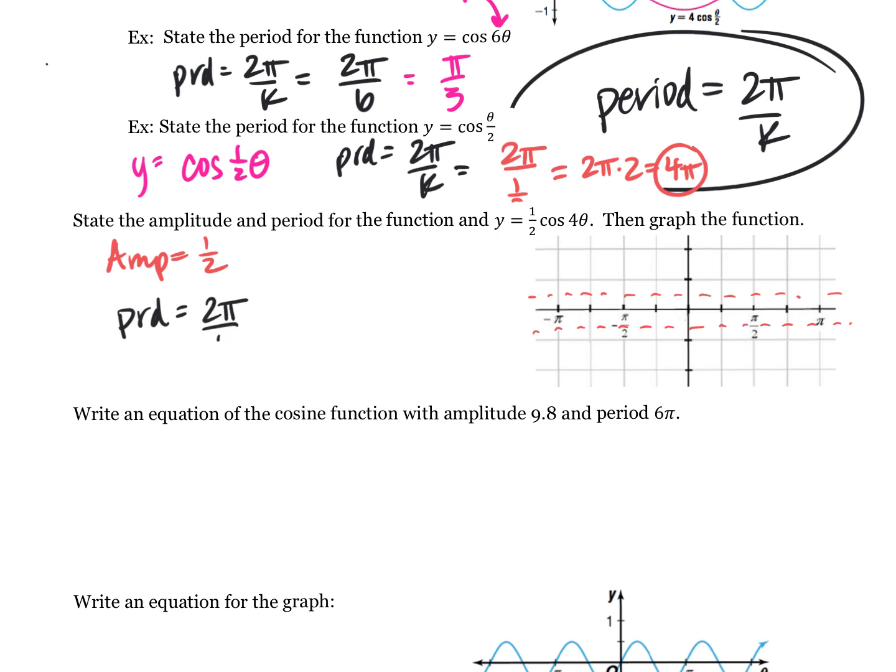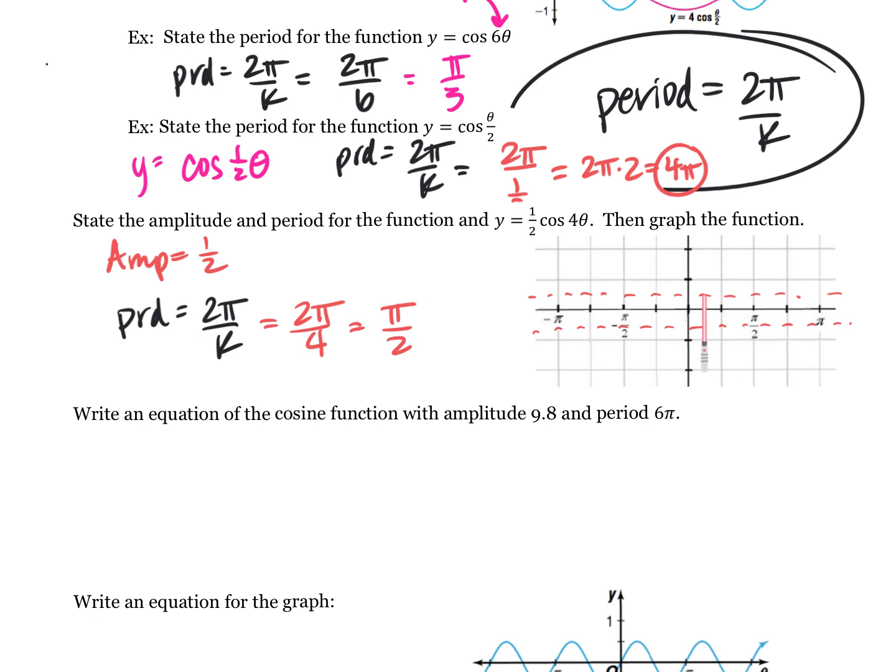It's always 2 pi over k. What's my k in this case? 4. So now it's 2 pi over 4. What's that simplify to be? Pi over 2. Whoa, we've got to draw this cosine graph and get the whole cosine graph done by pi over 2. The period is pi over 2.